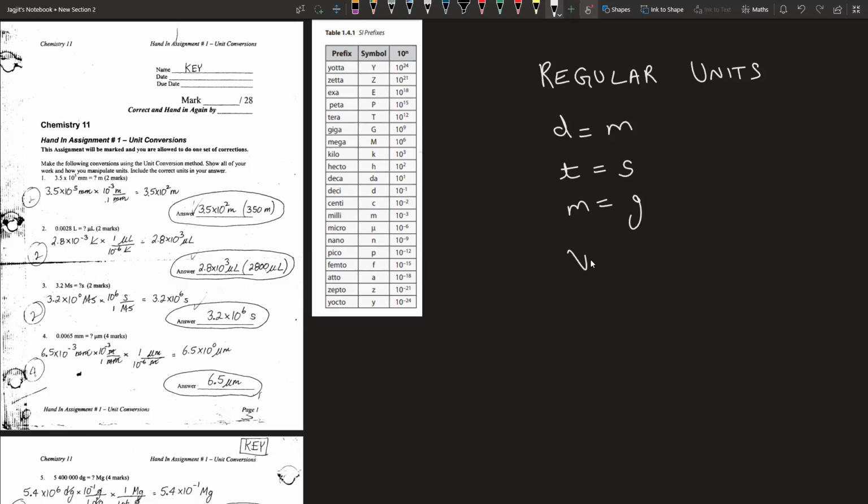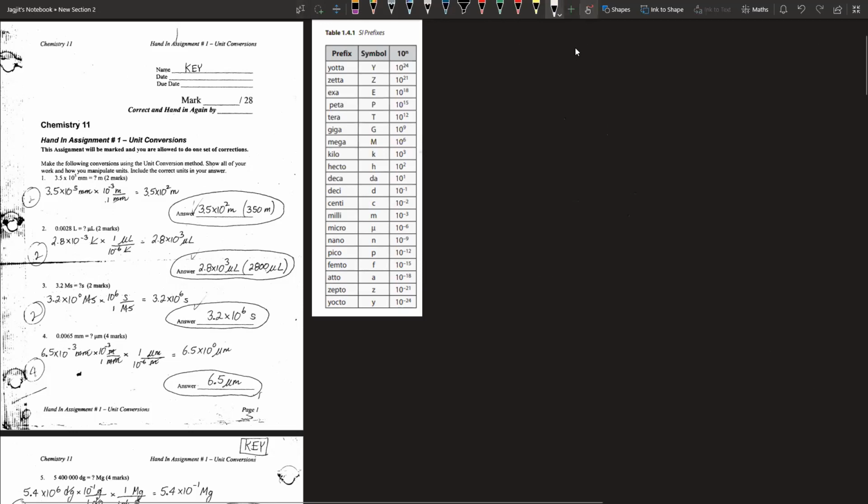Similarly, if it's a volume, the regular unit is liters. The ones that I call regular units are the ones which don't have any prefixes. And anytime they give you a non-regular unit, we're going to first have to convert it to regular. And if they're asking you to convert it to another non-regular unit, we'll have to first convert it to regular, then go to the other non-regular unit. It'll make more sense when we do a few examples.